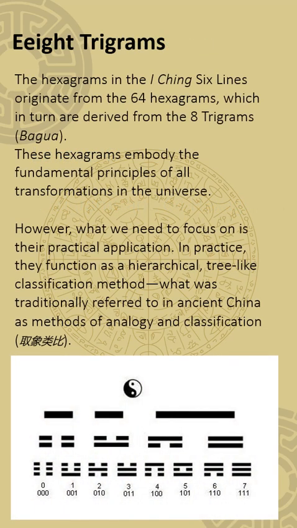8 trigrams. The hexagrams in the I Ching 6 Lines originate from the 64 hexagrams, which in turn are derived from the 8 trigrams, Bagua. These hexagrams embody the fundamental principles of all transformations in the universe. However, what we need to focus on is their practical application. In practice, they function as a hierarchical, tree-like classification method, what was traditionally referred to in ancient China as methods of analogy and classification.